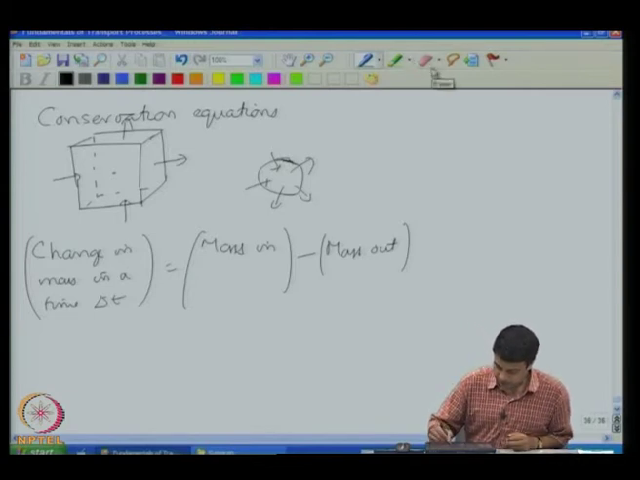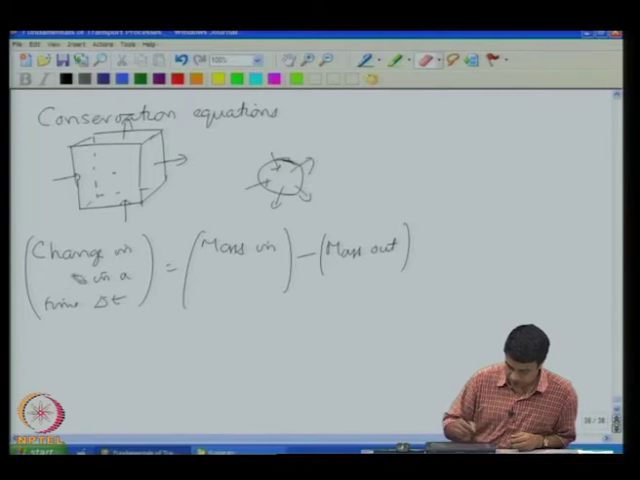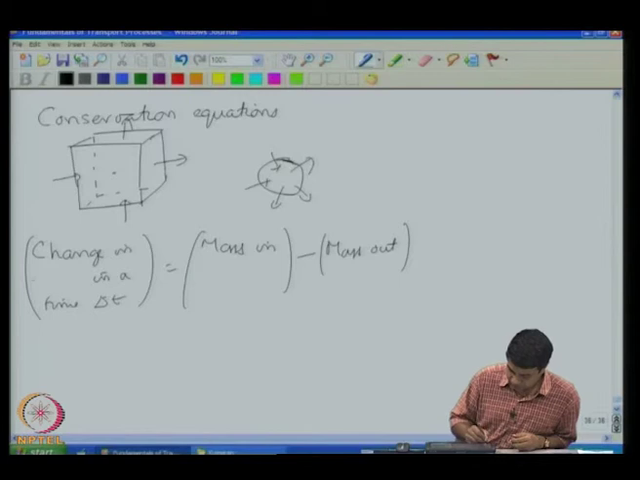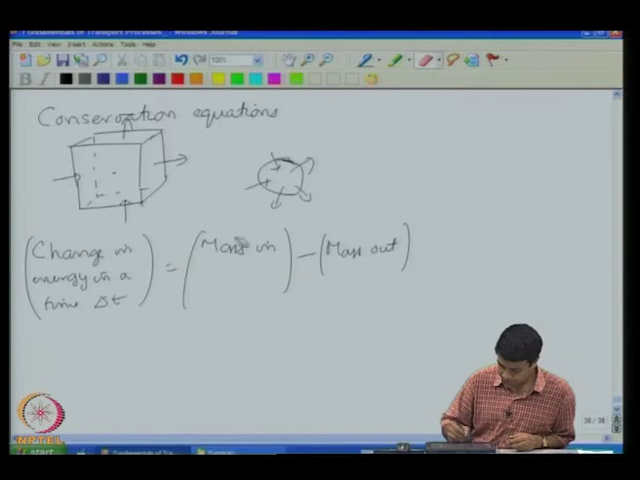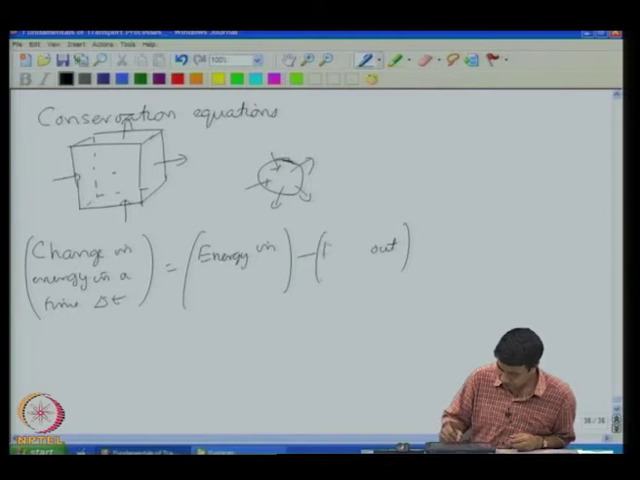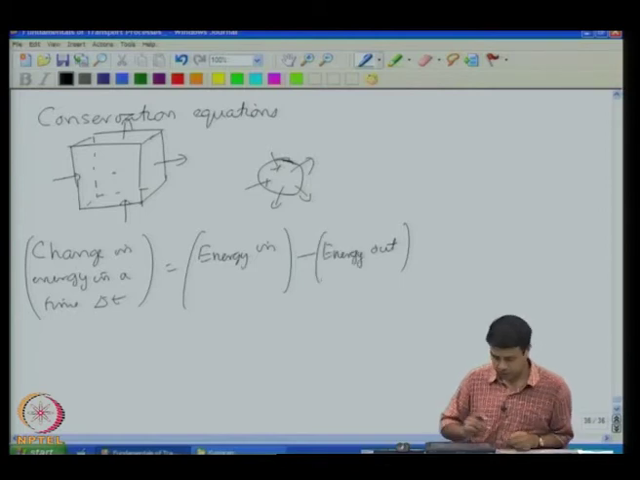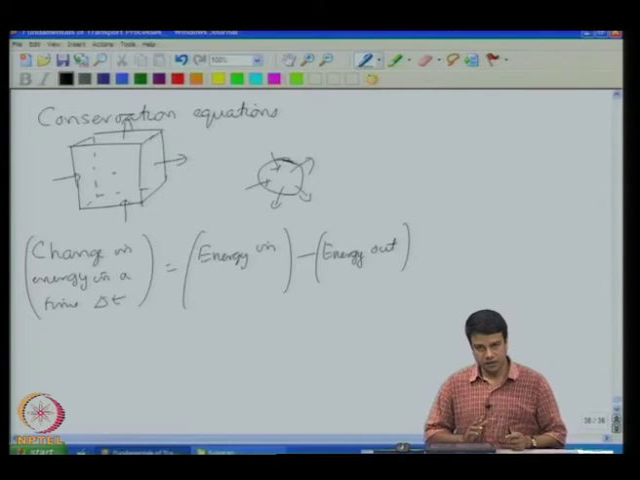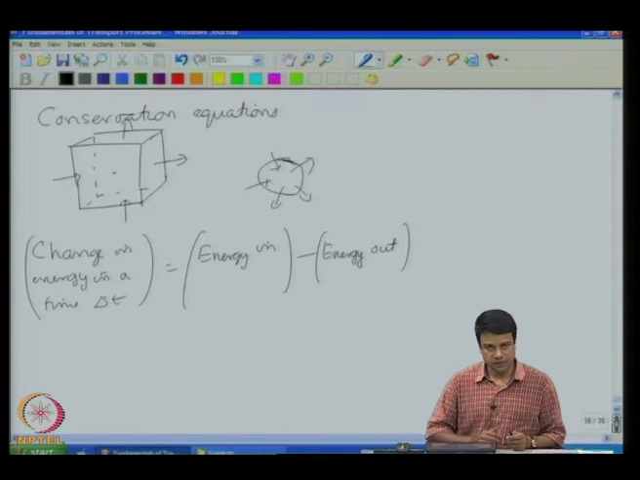Exactly the same holds for energy. Change in energy is going to be equal to energy in minus energy out. The change in mass in a volume is going to change the concentration locally, change in energy is going to change the temperature locally.